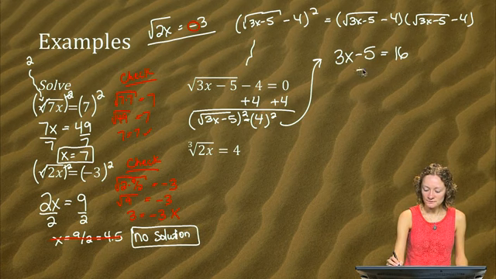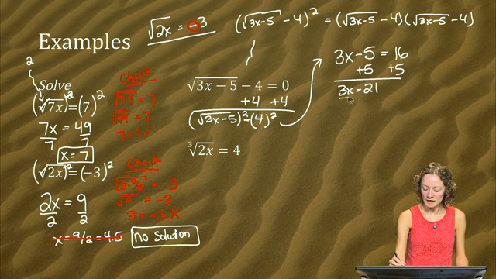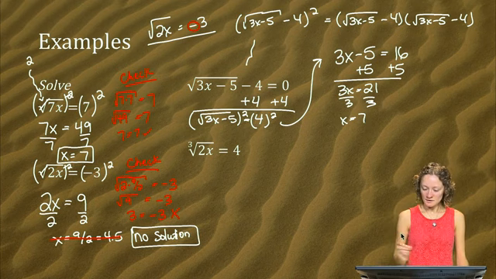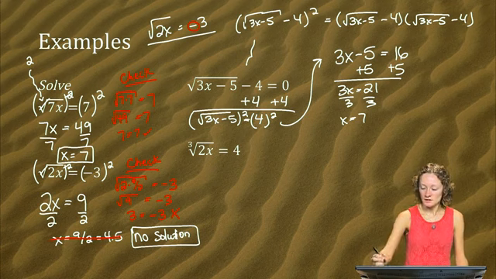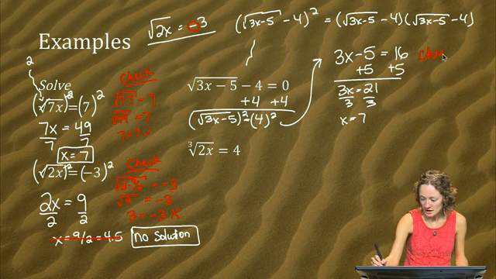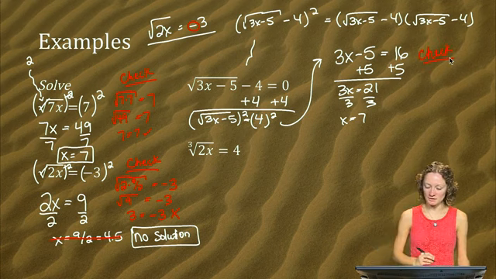Continue solving. Add 5 to both sides. And then divide by 3. We get 7. 7 is a proposed solution. So let's go back and check to see if it actually works.